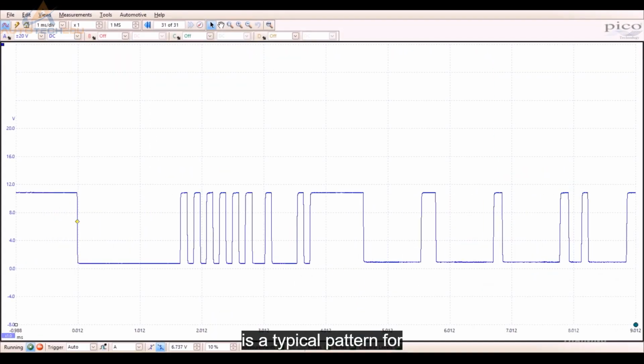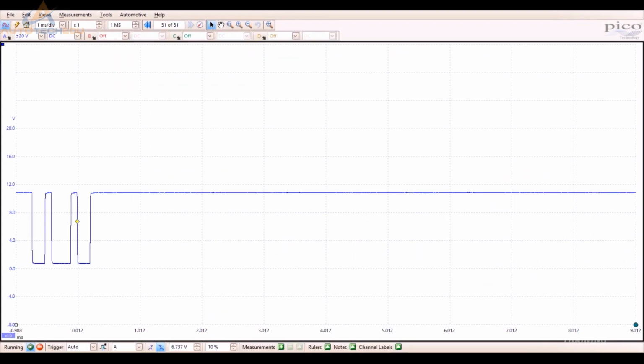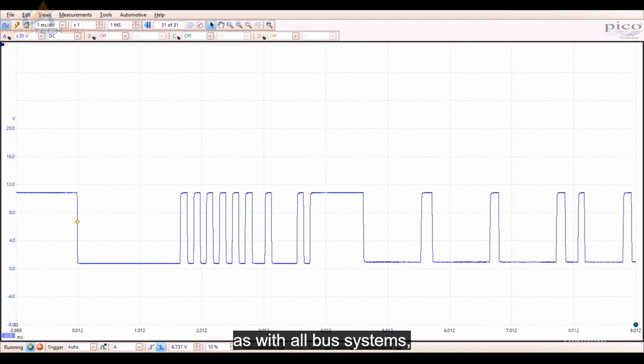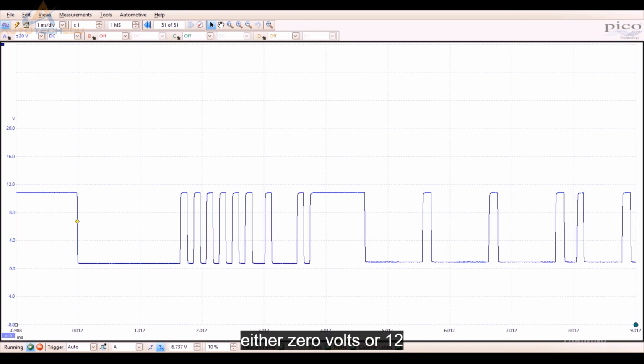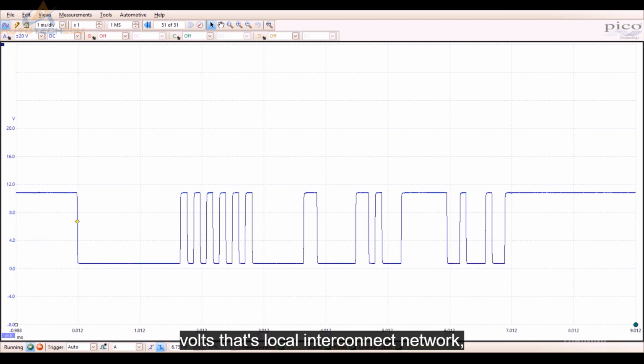This is a typical pattern for a LIN bus communication. As with all bus systems, it comprises of ons and offs, or ones and zeros. In this case, either 0 volts or 12 volts.